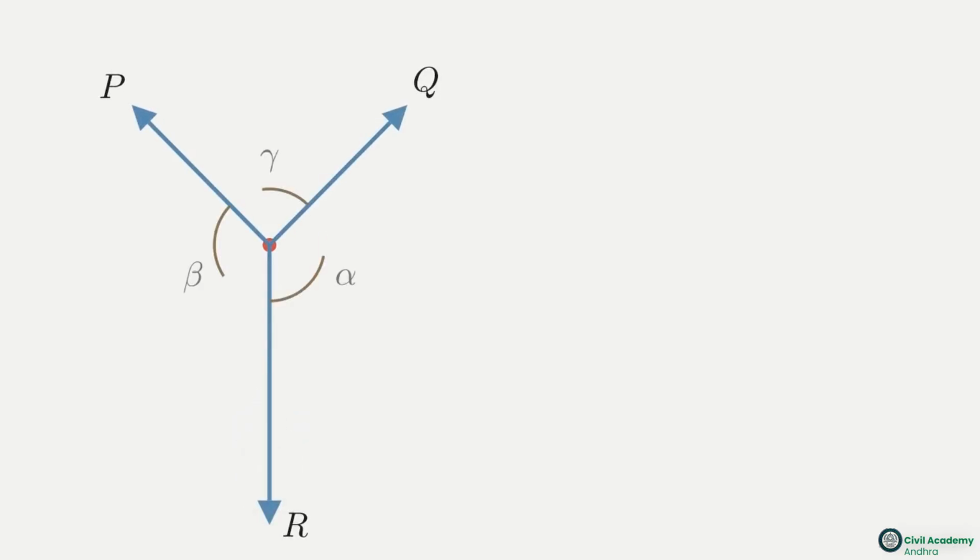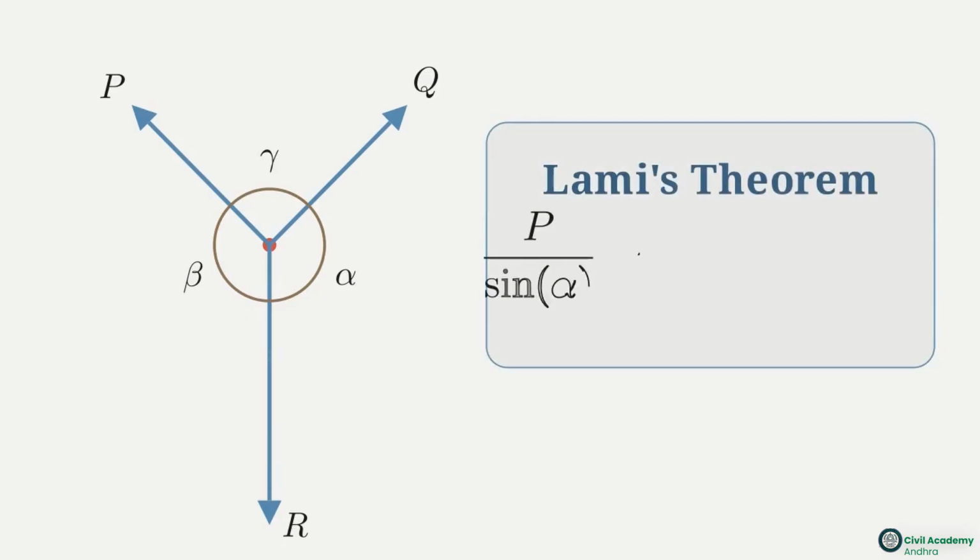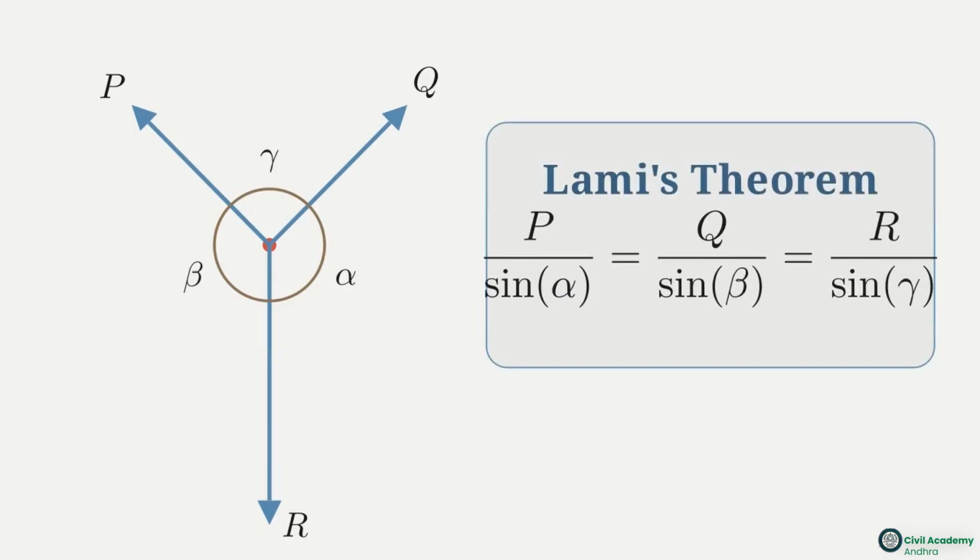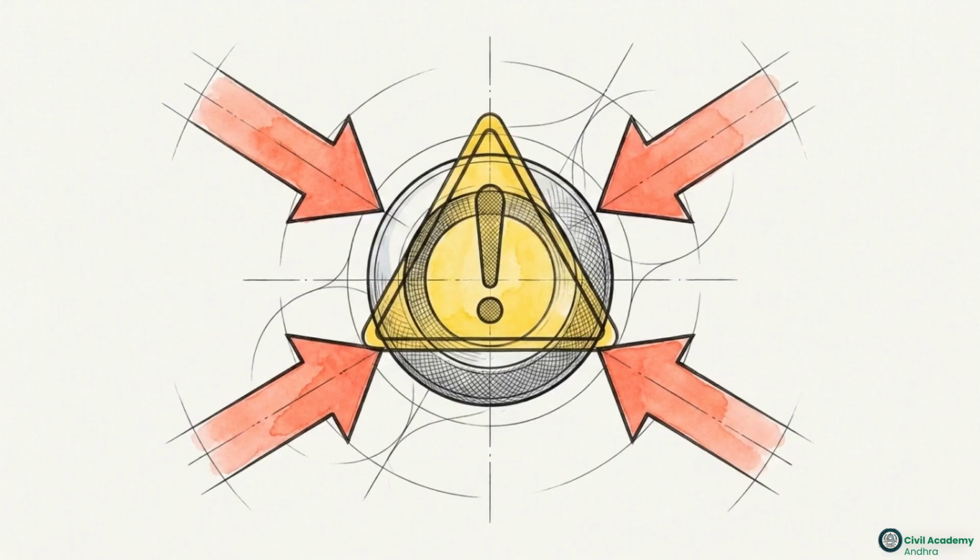When exactly three concurrent forces act on a single node, like a weight held by tension cables, we can bypass the standard equations for a faster solution. We apply Lami's theorem. This shortcut states that each force is proportional to the sine of the angle between the other two forces. However, there is a critical trap. Lami's theorem fails mathematically unless all three forces point away from the central node.